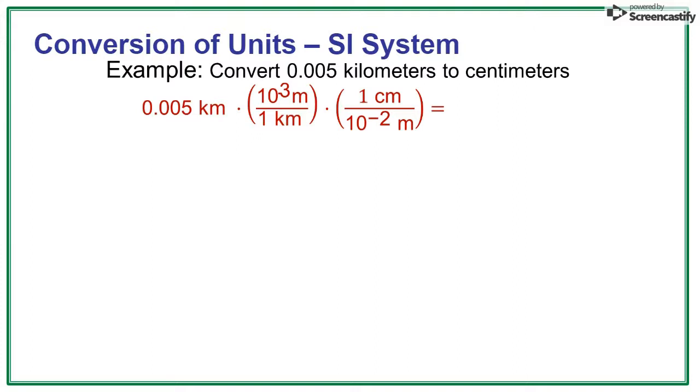The first conversion factor is 10 to the 3rd meters over 1 kilometer, a value equal to 1. And the second conversion factor is 1 centimeter over 10 to the negative 2nd meters, another fraction equal to 1. When units that appear in the numerator of one fraction also appear in the denominator of another, these units cancel out, leaving the result in the desired units.